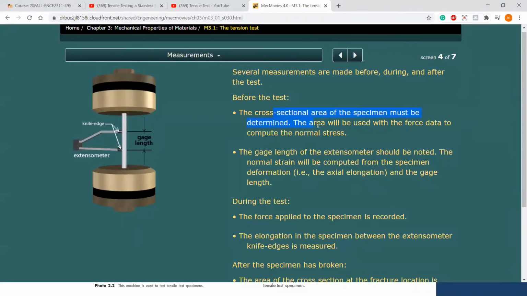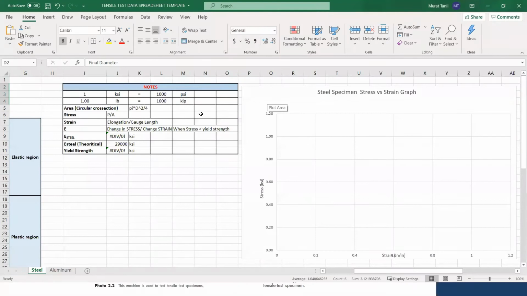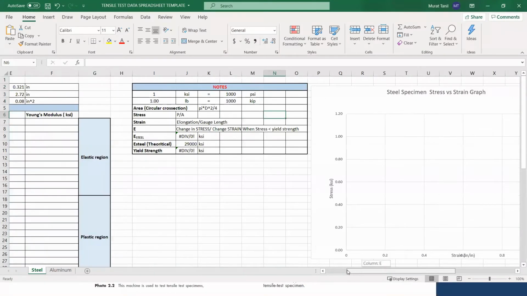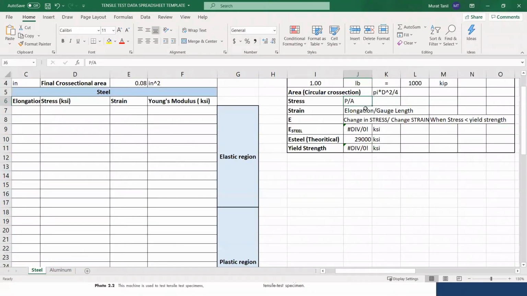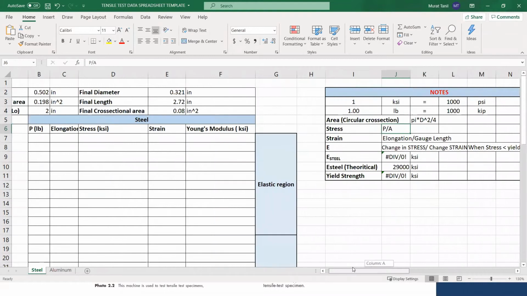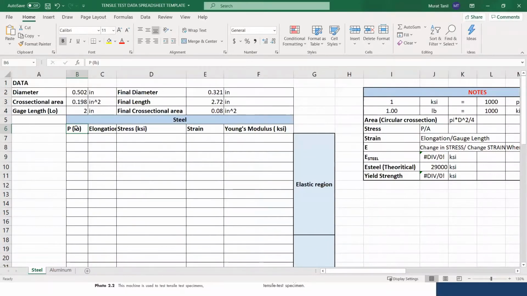So this equation, let me go back to my spreadsheet and explain what this equation is and how we use it. So we get the cross-sectional area, and we are trying to calculate the normal stress. Okay, we come back to our spreadsheet. There is a stress equation right here. It's P divided by A. P is the applied load.